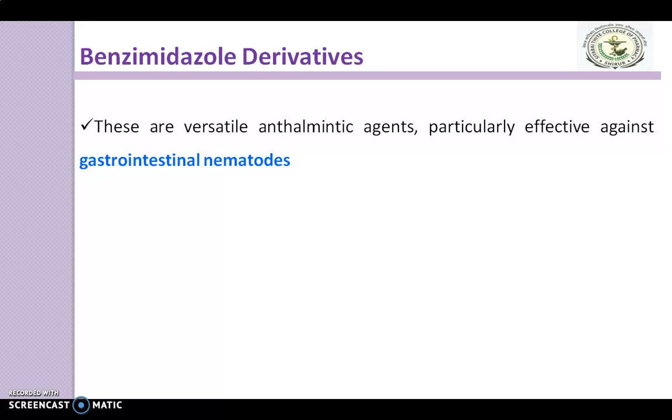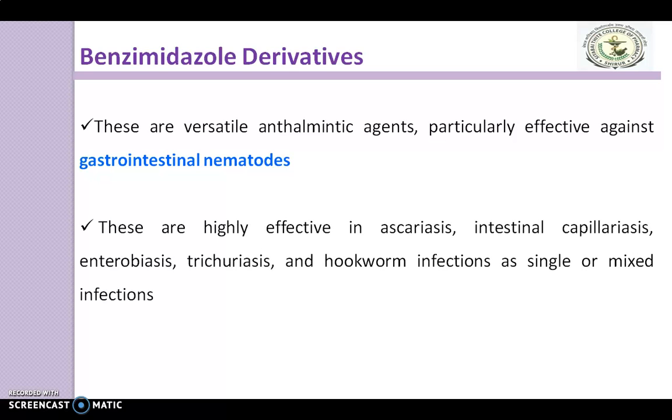Benzimidazole derivatives are versatile anthelmintic agents, particularly effective against gastrointestinal nematodes. These are highly effective in ascariasis, intestinal capillariasis, enterobiasis, trichuriasis, and hookworm infections as single or mixed infections. So you have to remember that these benzimidazole derivatives are highly effective against gastrointestinal nematodes.